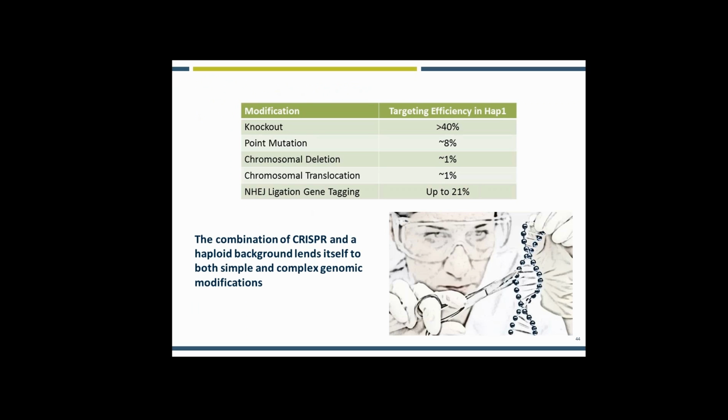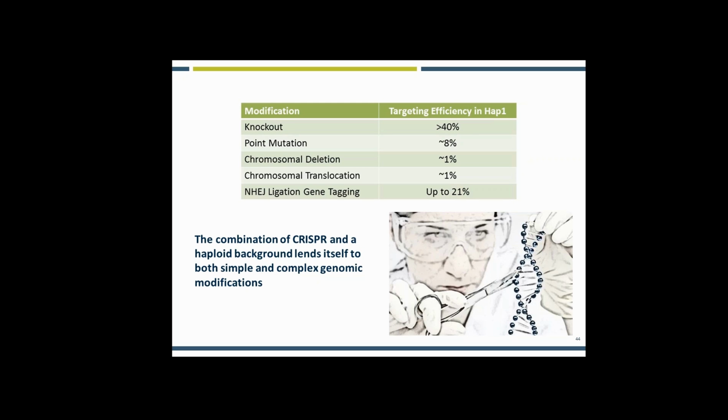So just to summarize this section, we now, in our HAP1 model, are able to reproducibly achieve targeting efficiencies of greater than 40%, which of course lends itself to generating knockouts very efficiently and in the kind of numbers that allow us to achieve an economy of scale. But further to this, we can also generate other modifications at the kind of efficiencies that are acceptable to us if we're going to do this cost effectively as well.